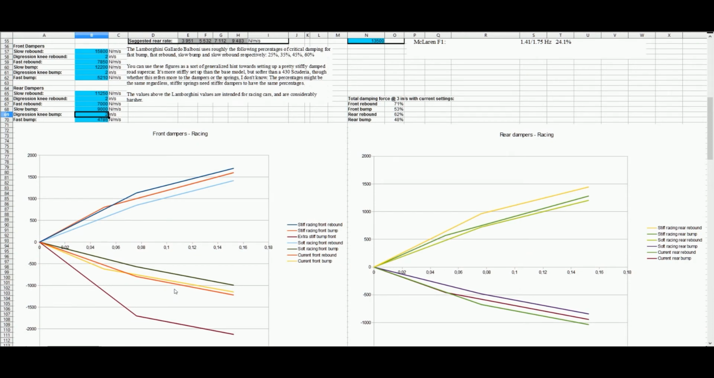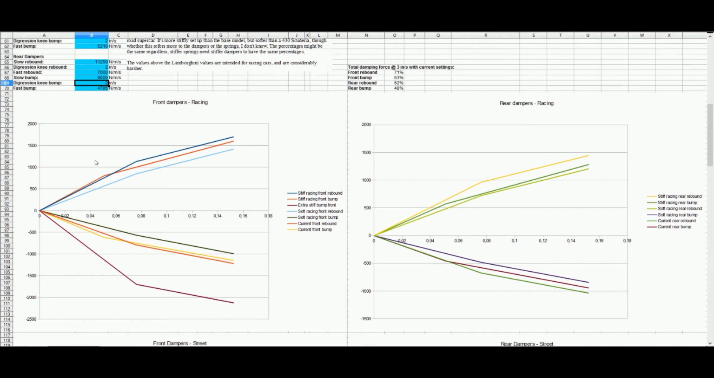Okay, now the current settings have bumped up. So here we have the orange line, which is the current front rebound, and the yellow line, which is the current front bump, and this darker green line here is the current rear rebound, and this dark brown reddish thin line here is the current rear bump.